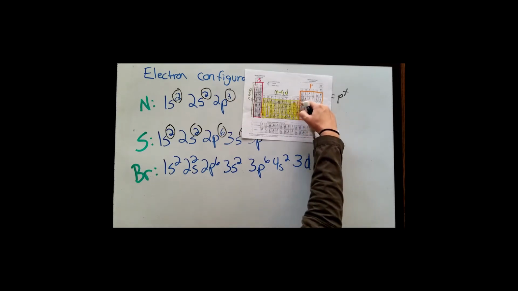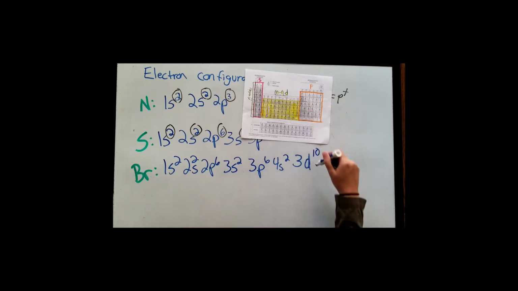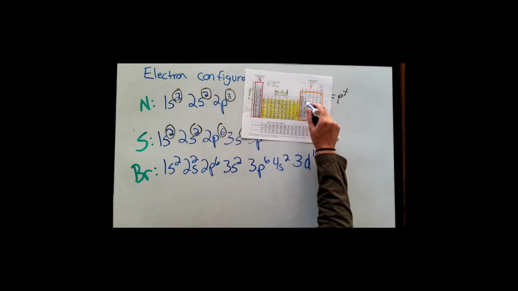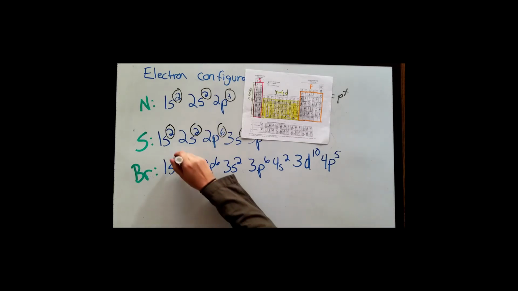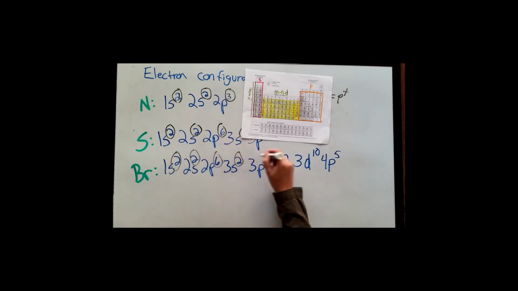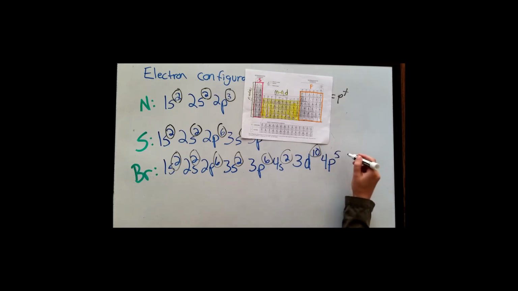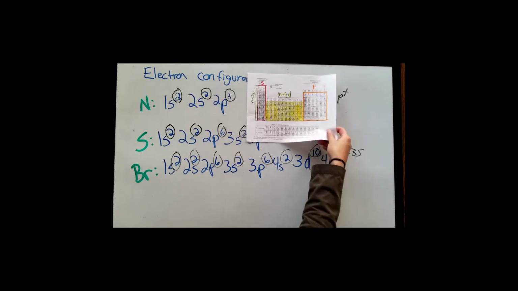Then notice at zinc, I hit the P's again with gallium. I'm going to go back up to 4, because when we're talking about the P's, we want the number to be the same as the period it's in. So 4p. And bromine is 1, 2, 3, 4, 5. Fifth one in. So now, if I count all of these, it should equal 35, which is the atomic number for bromine. Number of protons equals the number of electrons since it's neutral.